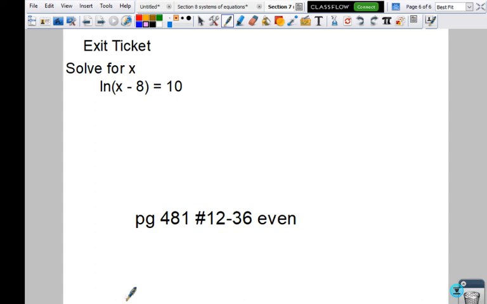So for your exit ticket, if you have natural log, or we're starting in natural log form, and we're working backwards into exponential, what's the base on this? It's natural log of e, and x minus 8 equals 10, right? So if we're going into exponential form, I'm going to bump my e over to the other side, and get x minus 8 equals e to the 10.